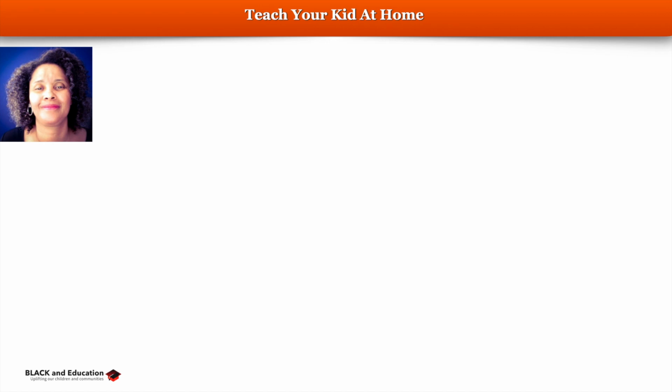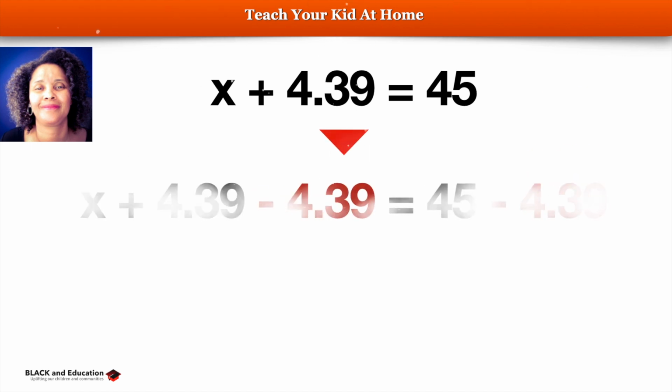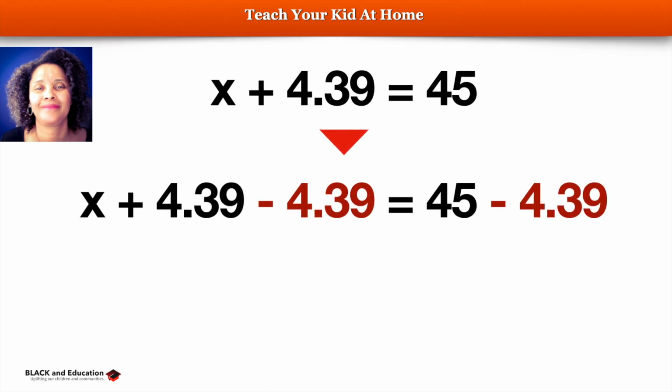So let's go ahead and do a couple of one-step equations. Let's look at some algebraic equations that are one-step. So let's say that x plus 4.39 is equal to 45. What do we do? Well, the first thing I have to do is simply subtract 4.39 from each side.